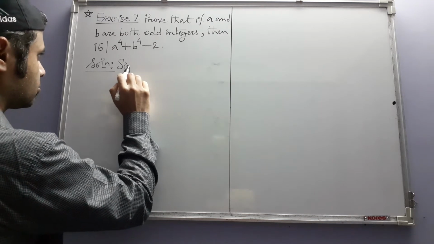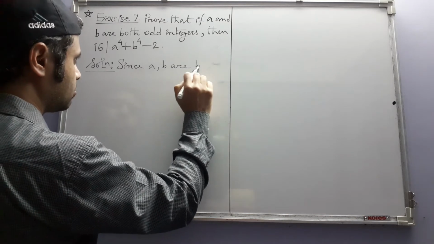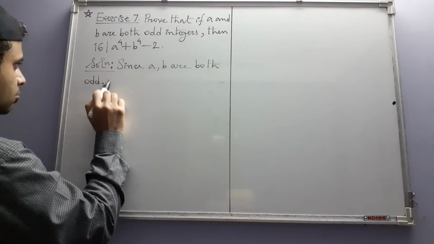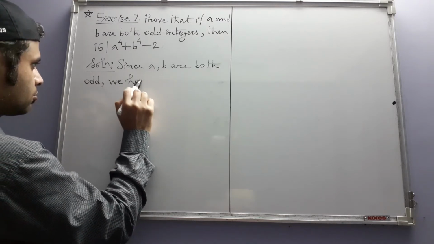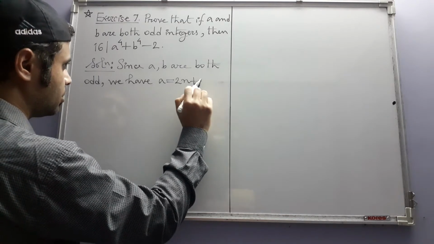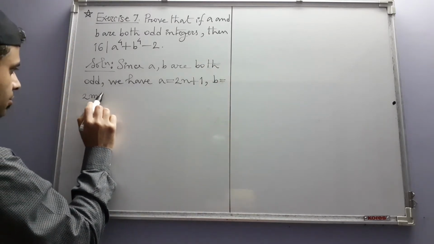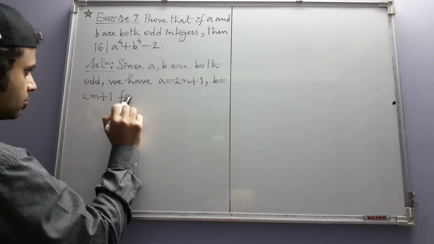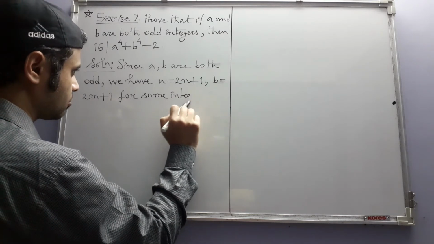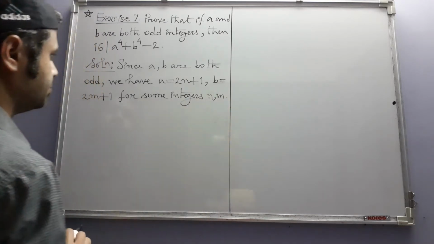Since a, b are both odd, we have a equal to 2n plus 1 and b equal to 2m plus 1 for some integers n and m.